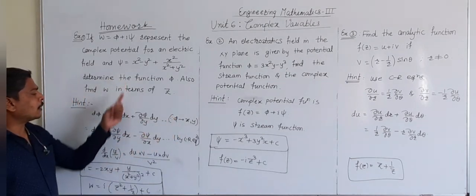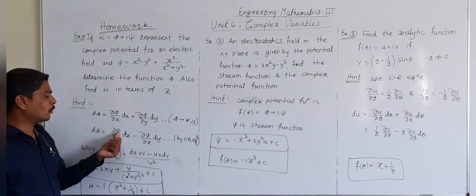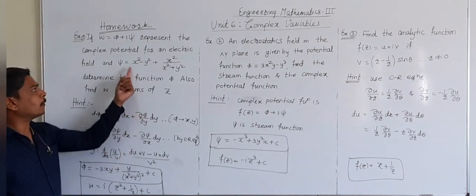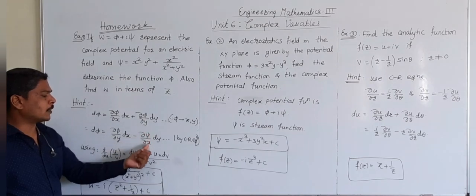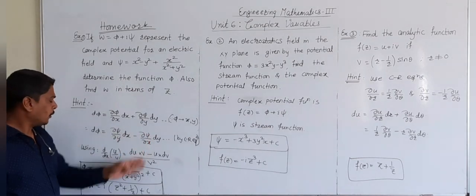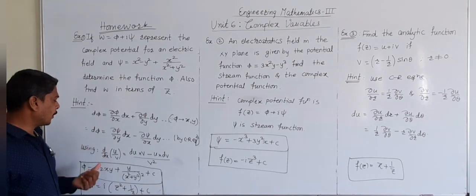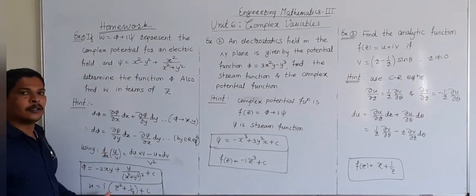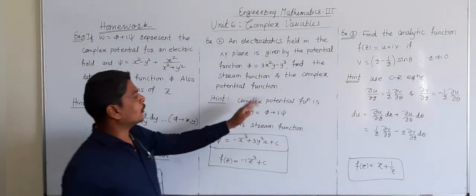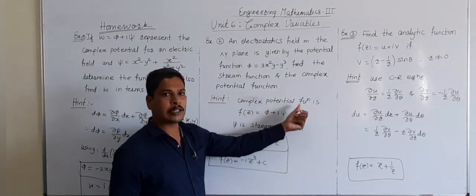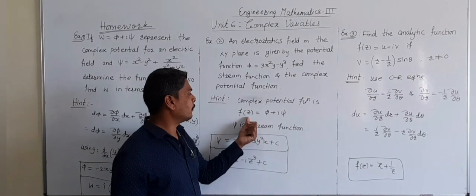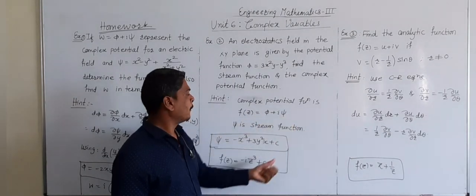But we have given psi, so replace del phi by del x is equal to del psi by del y, and del phi by del y, instead of that we are replacing minus del psi by del x. And in that way we get, after integrating we get phi function, and then we can easily write w function. Similarly this function here, our requirement is to find stream function and complex potential function. So let complex potential function be phi plus I psi.